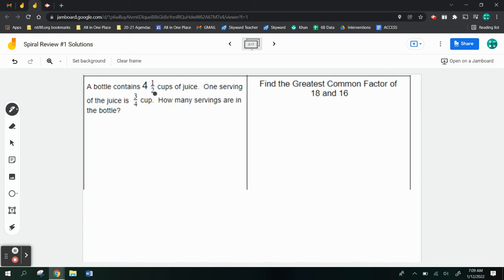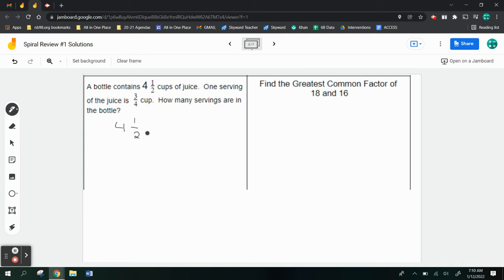Number 3, this problem here, I'll read it. A bottle contains 4 and 1/2 cups of juice. One serving of juice is 3/4 cup. How many servings are in the bottle? So I saw many students do this problem differently. I did see most students try to change this right away to improper. Very nice job. What I will say is that this is a division problem.